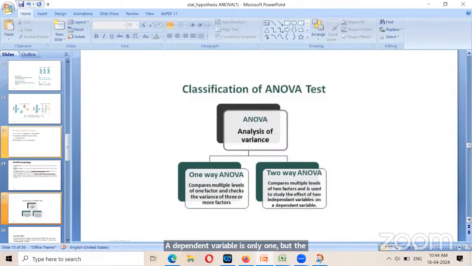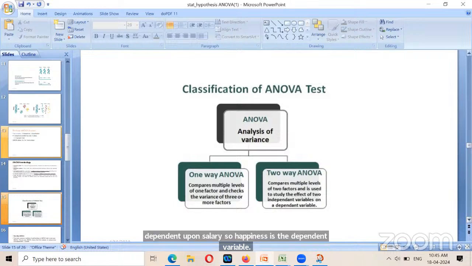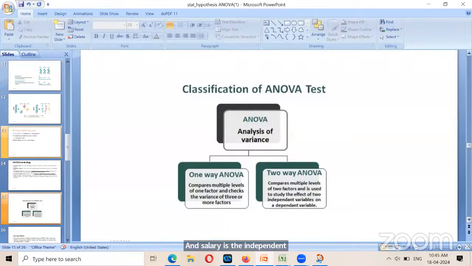For example, in one-way ANOVA, suppose my happiness depends upon my salary, right? So happiness is dependent upon salary. So happiness is the dependent variable and salary is the independent variable. There is only one variable on each side. Independent variable is one and dependent variable is also one.